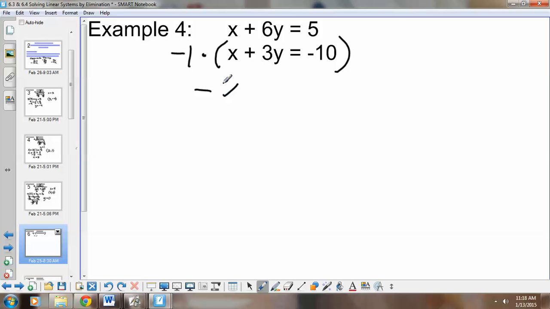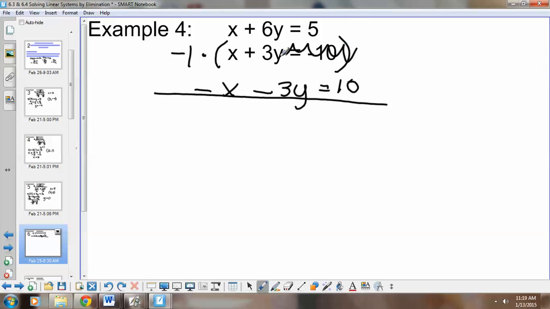So we have negative x minus 3y equals 10. Now before we go any further, could we have multiplied the top equation by a negative 1? Yes, absolutely, because that would have also given me a negative 1x, and that's what I need. So it doesn't matter, we pick the second one. Now you would just mark out, eliminate the x, and it would be 9y.